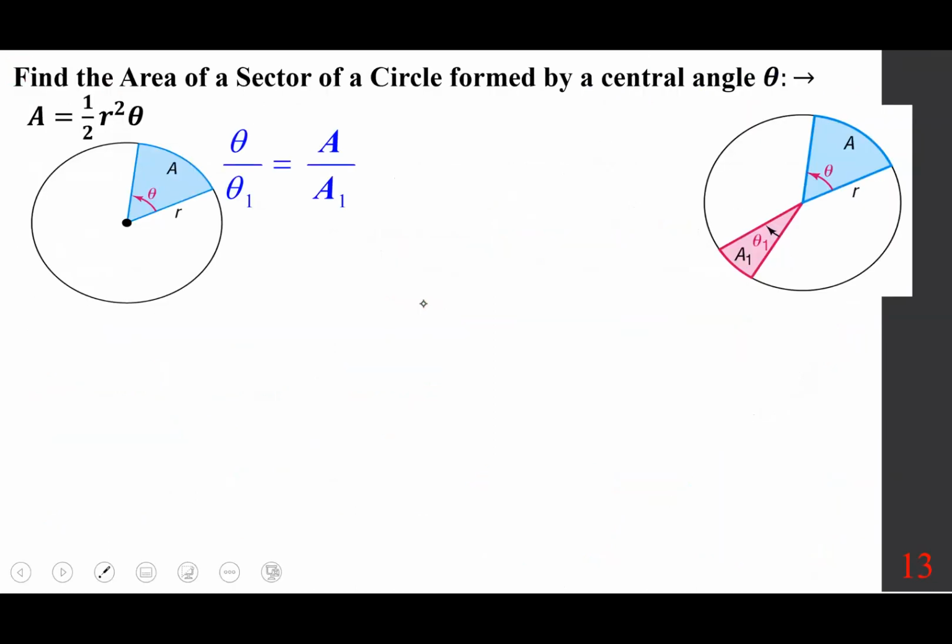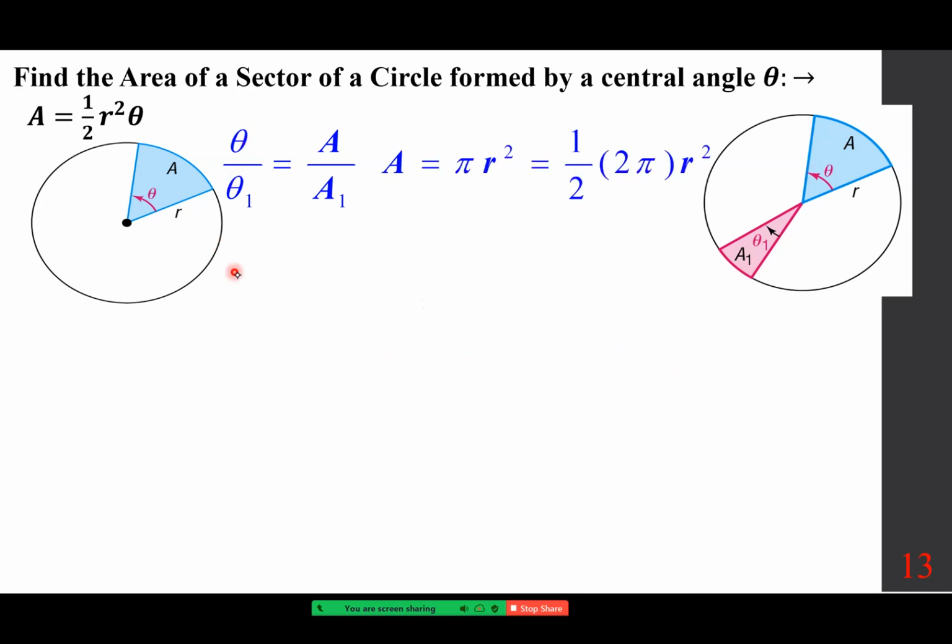All right, the next thing we want to look at is to find the area of a sector of a circle formed by a central angle theta. And the formula is 1/2 R squared theta. Here's the justification for that. You're looking at this sector area and this sector area. This is called the sector. And the ratio between the two thetas, the two angles, theta and theta 1, is the same as the ratio between this area and this area.